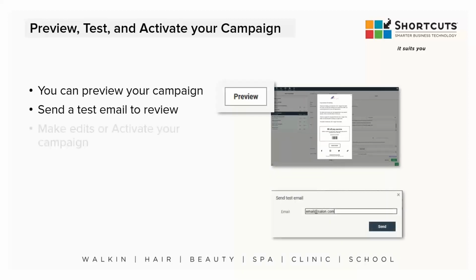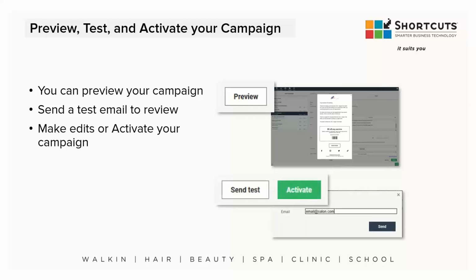Once you've put your email together, then you can press preview and Shortcuts will actually generate a graphic, an email to show you what it looks like. Or you can even send a test to yourself before you make this active. So of course you want to look at it before you make any edits. If you're happy with the email, then you can press activate and your campaign will go live. So if you set up your happy birthday message, then anytime a customer has a birthday, Shortcuts will do all of the heavy lifting and send that message out for you.